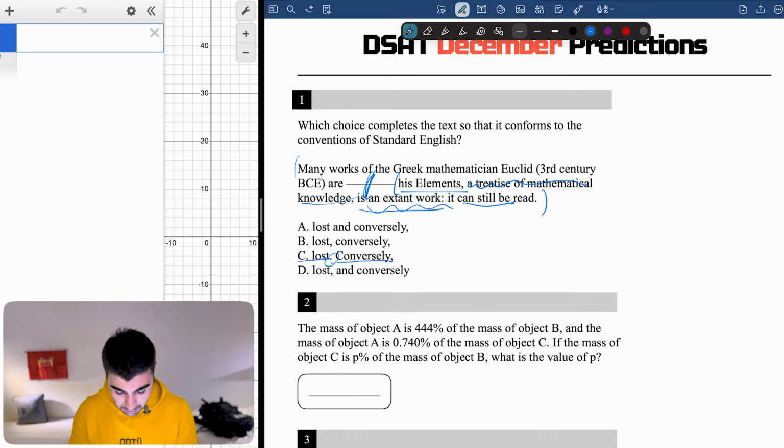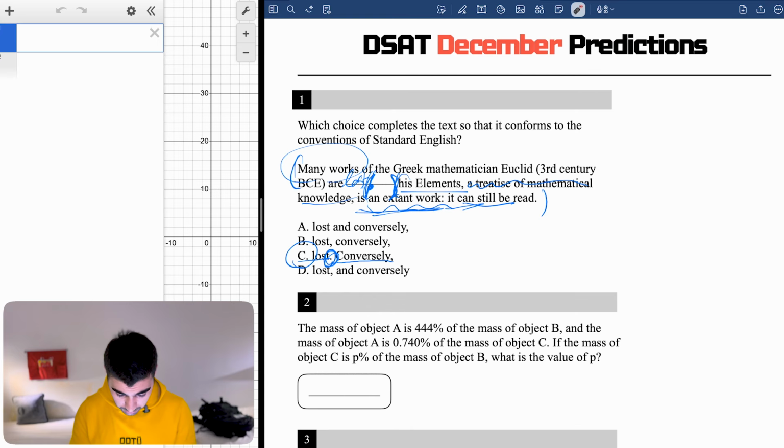And this first one is also a complete sentence. Many works of the Greek mathematician, 3rd century BCE, are lost. So many works is the subject, are lost is the verb. So we have a complete sentence here, right? And then the period, and then conversely, his Elements is an extant work. Because this is itself a complete sentence, and this is itself another complete sentence, we need to divide them with a period to separate the two sentences. So choice C is going to be the correct answer for this one.